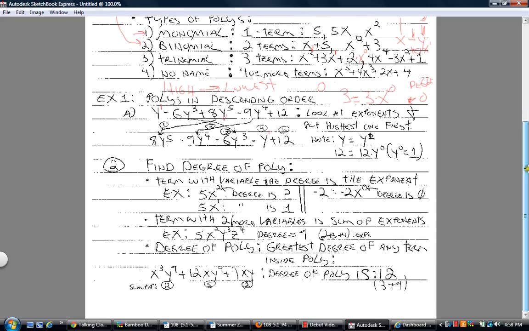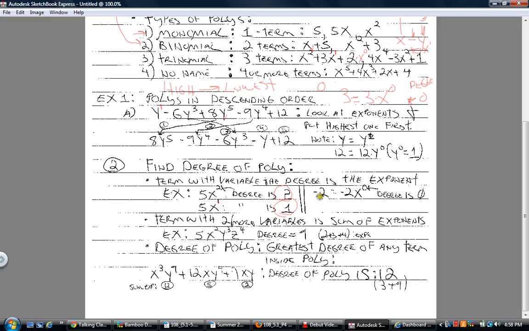Now, what you do have to work with is figuring out the degree of a term or a single monomial, aka polynomial. A single term. And what you do, a term with variables, the degree is the exponent. So if you have a single variable here, 5x squared, look at the exponent, whatever it is, that's the degree. Here's 5x, pop up the 1, and the degree is 1.